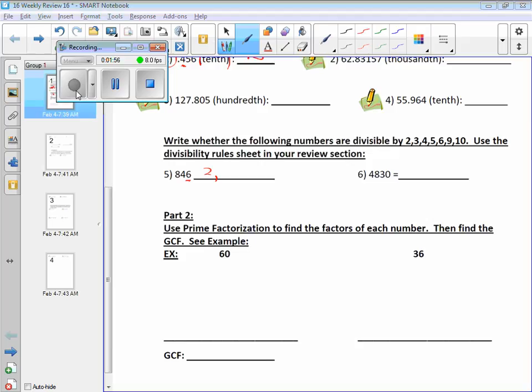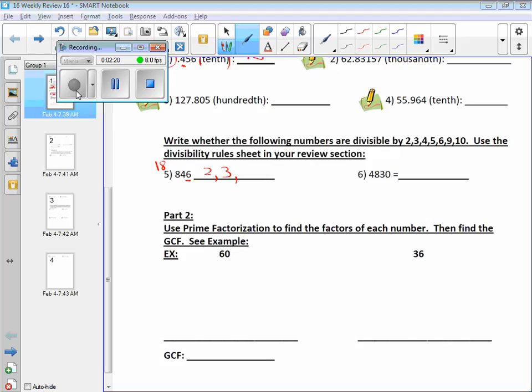The rule for 3 is you add up all the digits. If 3 can go into it, then 3 will go into the entire number. So 8 plus 4 is 12, and then 12 plus 6 is 18. And I'm going to put this off to the side because you're going to see we're going to need it later. And 3 will go into 18, so 3 will definitely go into 846.